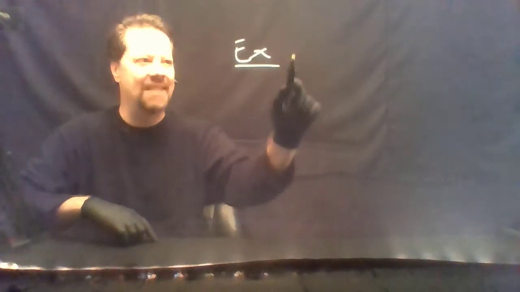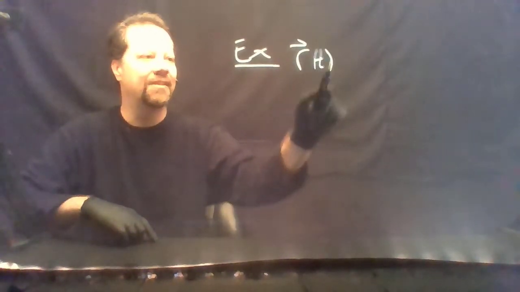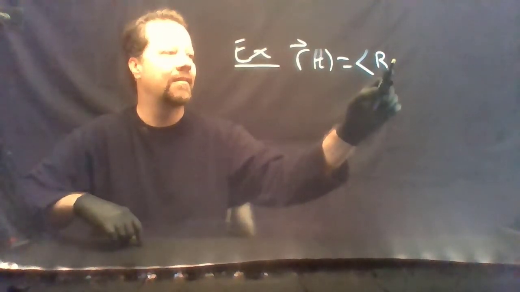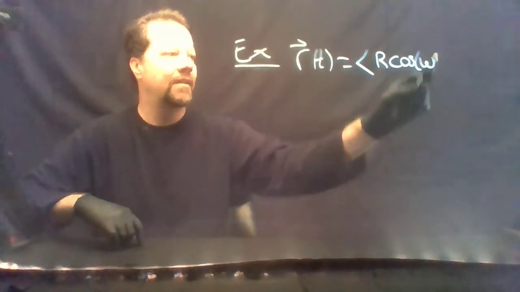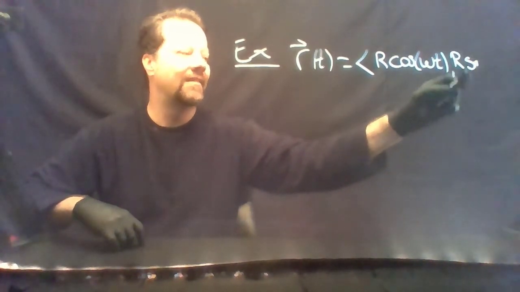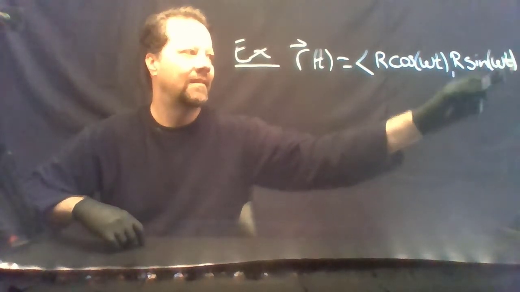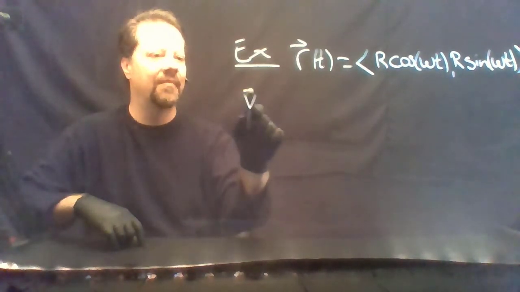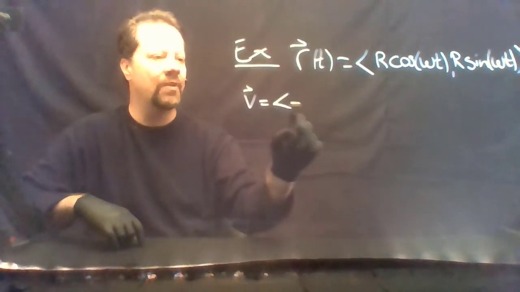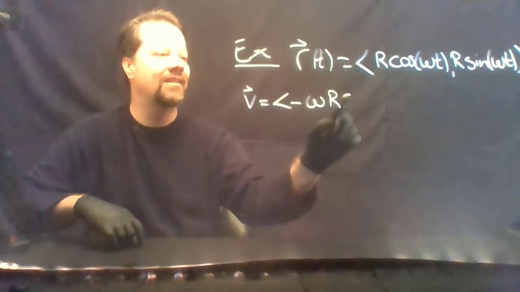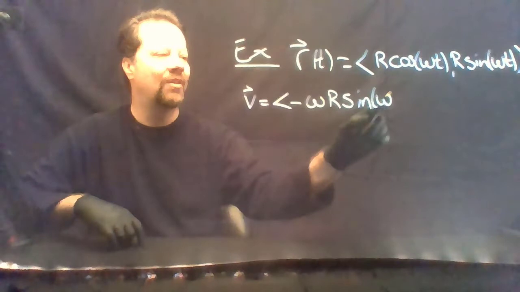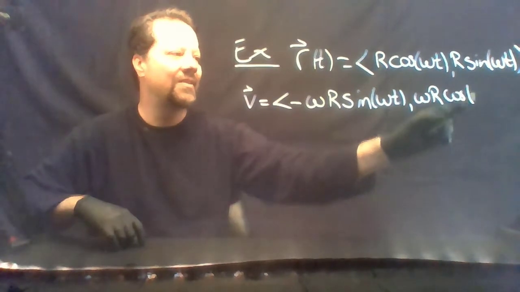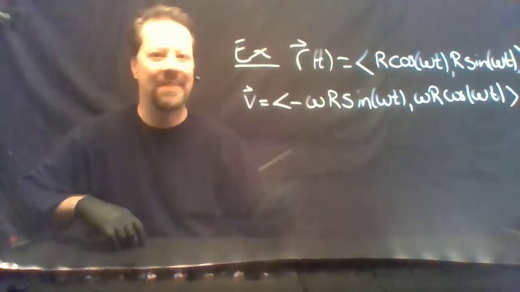Let's do a couple quick examples. Let's suppose r of t is, let's say, r cosine omega t, r sine omega t. As you can see, the velocity vector will be negative omega r sine omega t, positive omega r cosine omega t.